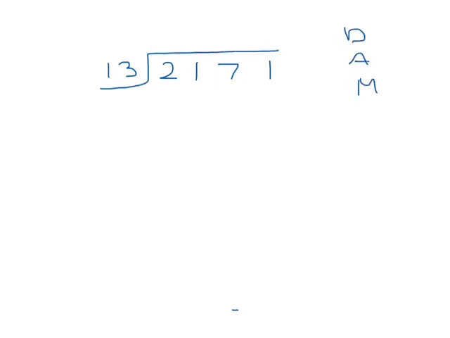Long division, dividing by double digits. My question is, what is 2,171 divided by 13? And just write Damson at the side again. Divide, answer, multiply, subtract, observe, next number.